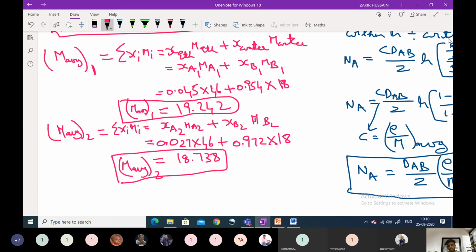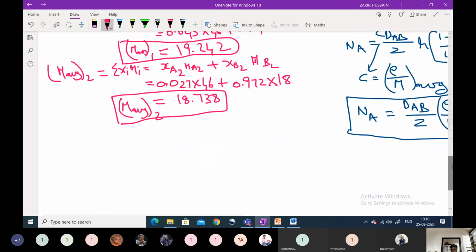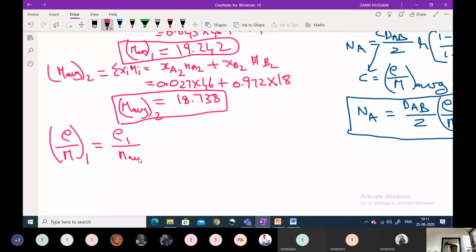So we want rho by M average. First we have to find rho by M at position 1, which is rho 1 by M average at position 1. Rho 1 they have already given: 0.9728 into 10 power 3, divided by M average 1, which we already calculated as 19.242. So you can say how much this value is.